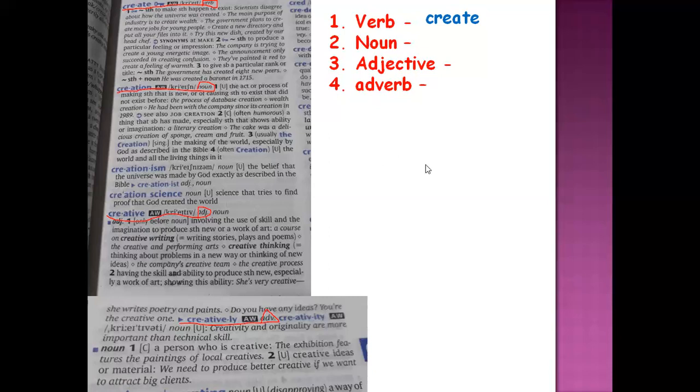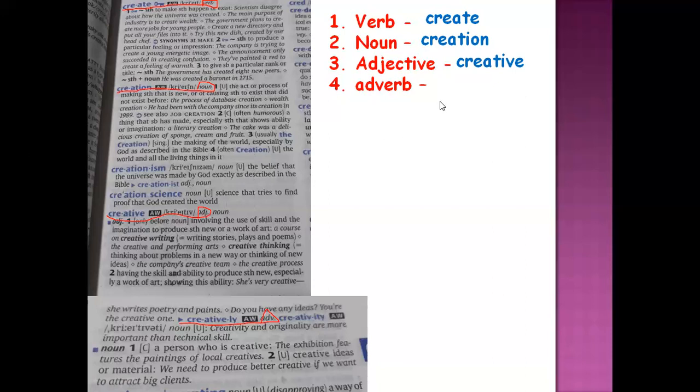So the next one is noun. What is the noun you found here? That is creation. Creation, that is the noun. Here you have given, so what is the adjective given in this page? That is creative. Creative. That is the adjective. ADJ, that is the short form. That means adjectives.